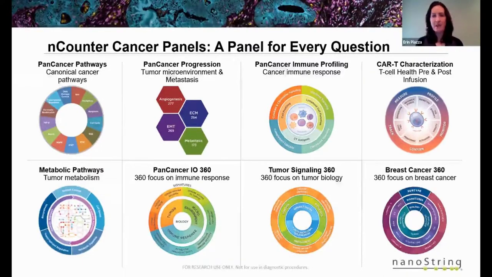More recently, we've created some more targeted panels like our CAR-T characterization panel, looking at T-cell health, both pre and post-infusion for CAR-T products, and the metabolic pathways panel that looks deeply at the metabolism behind cancer and the cancer microenvironment. However, we've also created some more general and broad tools looking at a broader array of biology to answer questions in oncology. And those panels we call our 360 gene expression panels.